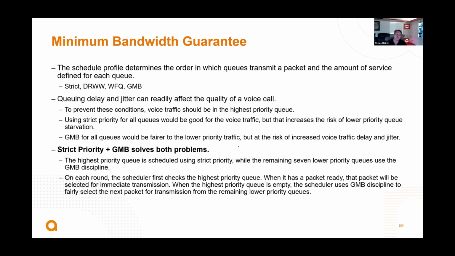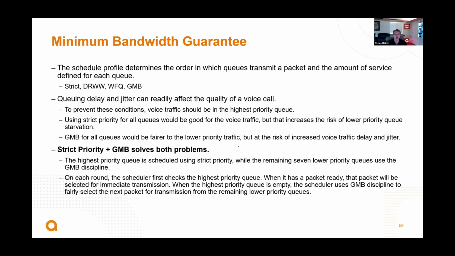Guaranteed minimum bandwidth for all queues also would be fair, at least to the lower priority traffic, but of course we're still at the risk of delay and jitter. So combining these two together actually helps solve both of these problems for us. So the highest priority queue, that's Q7, of course, this is where we're going to use strict priority queue. And of course, the remaining 7 lower priority queues will simply leverage guaranteed minimum bandwidth.